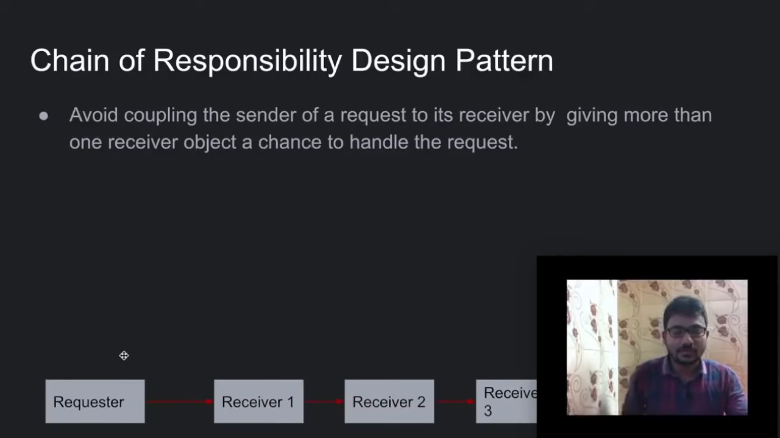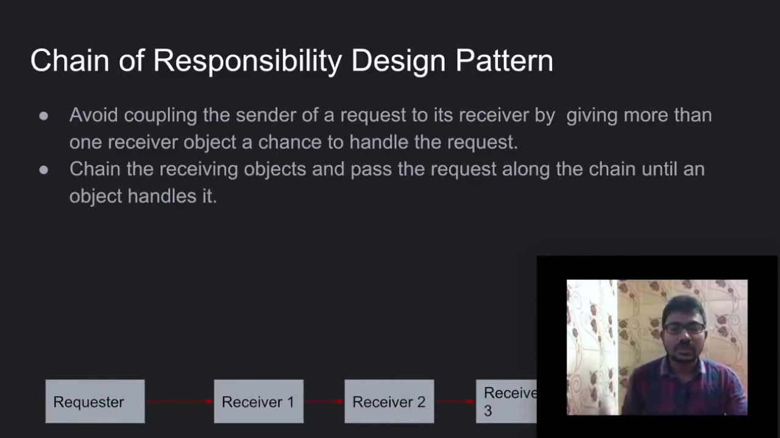So for example, if you are trying to log into the Amazon website using username and password, our request would be served by any one of those Amazon servers. So the client won't be aware of the server details. The client fires some request, that request would be solved by any of those servers, and then chain the receiving objects and pass the request along the chain until an object handles it.